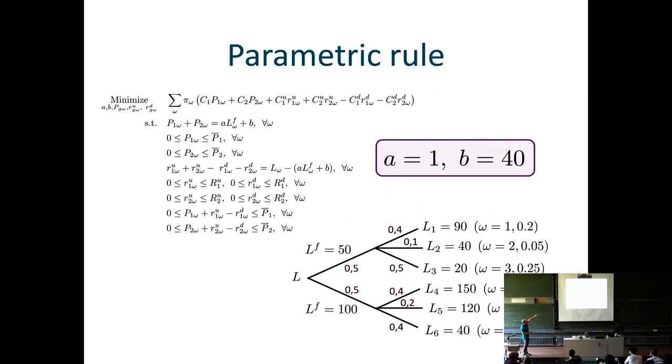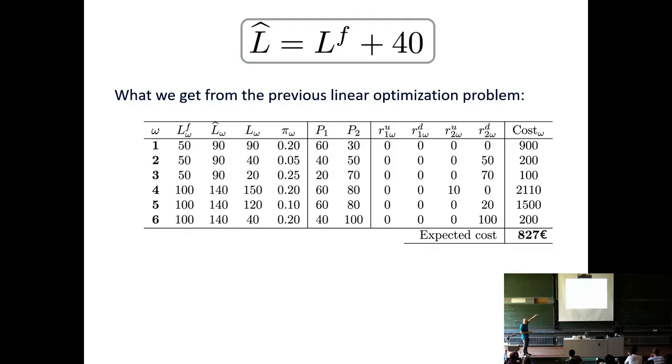What I have just done here is to take the outcome of this optimization problem and put it on a table. This table is the outcome of the optimization problem. This is what we get from the previous optimization problem, which is a linear optimization problem. Yes?